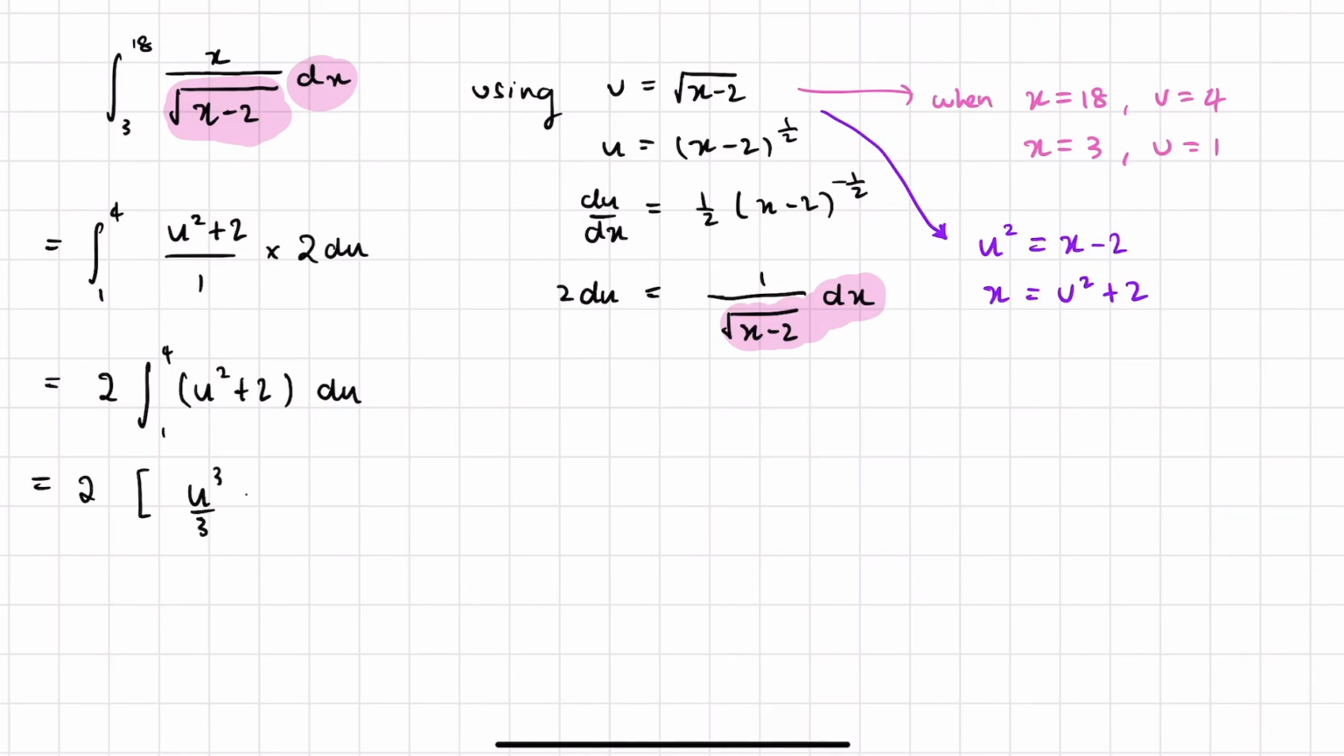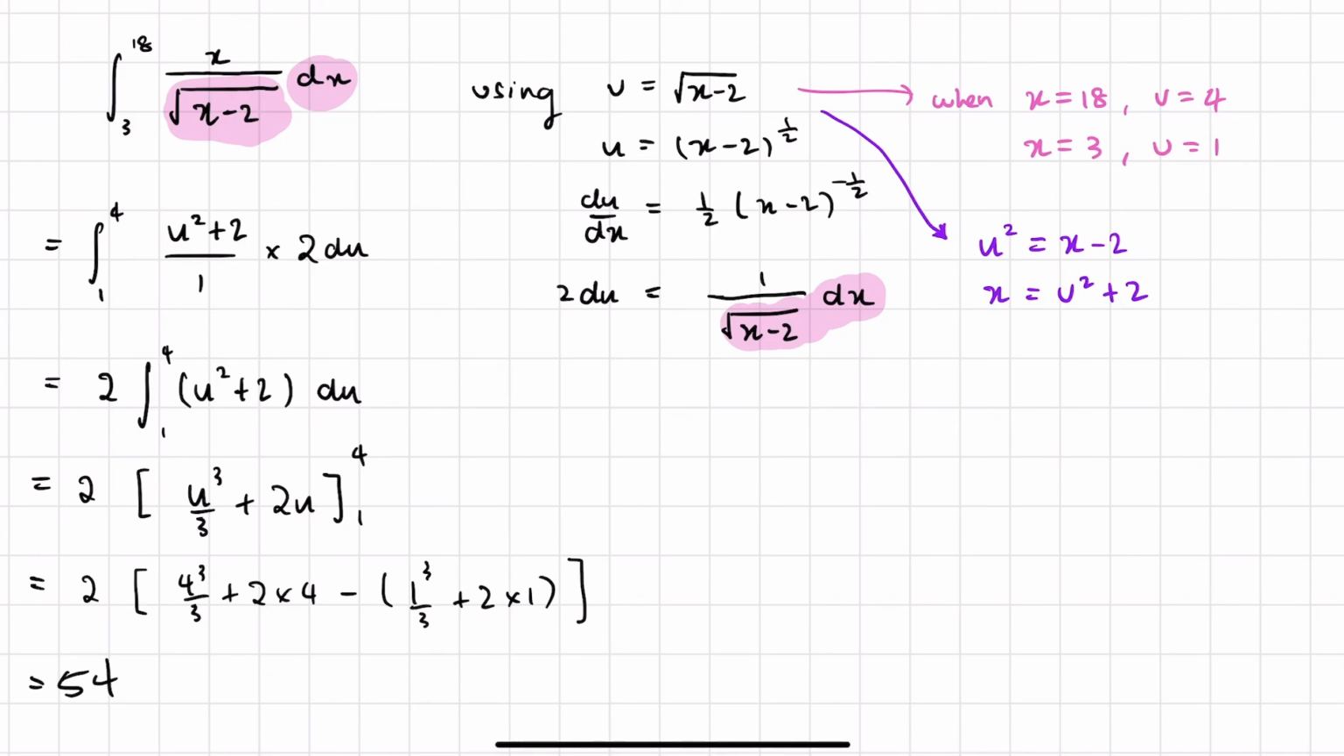u cubed on 3 plus 2u, 4 to 1, and let's just sub the values in. So 4 cubed on 3 plus 2 times 4 minus 1 cubed on 3 plus 2 times 1. Okay, so I don't know what the answer to that is. So let's bring out our calculator. And we should have 54 is the answer.